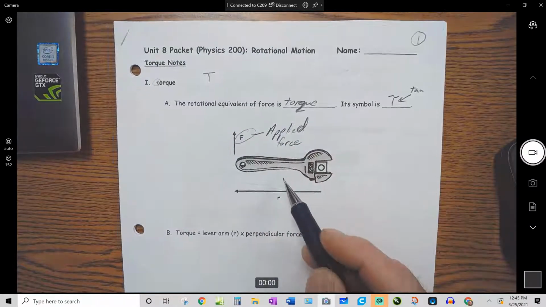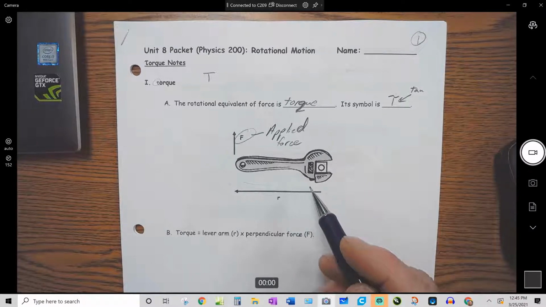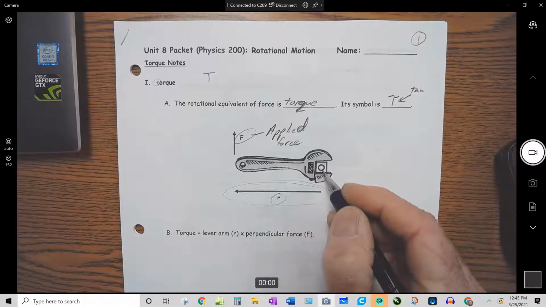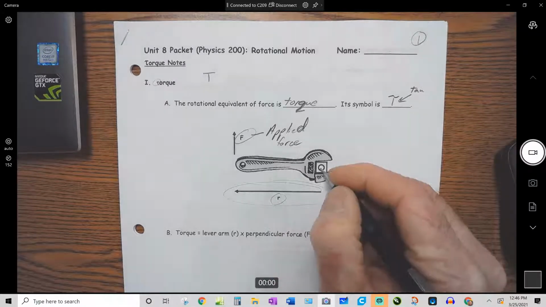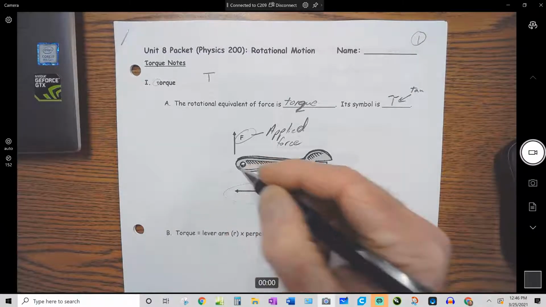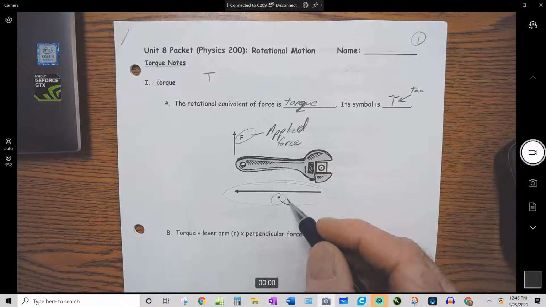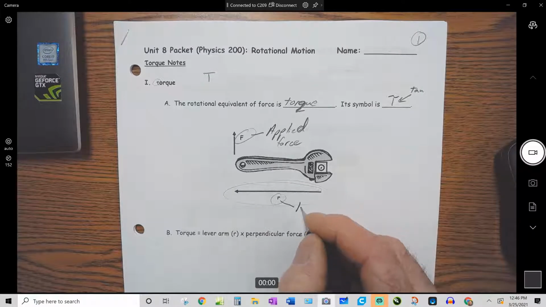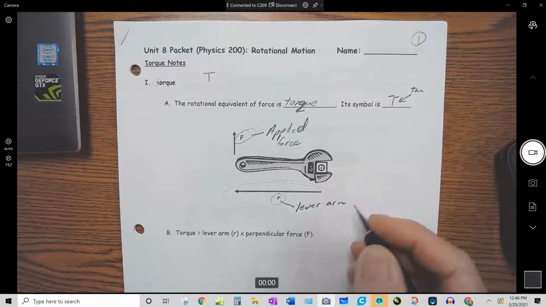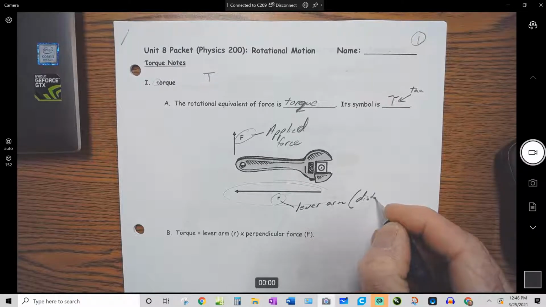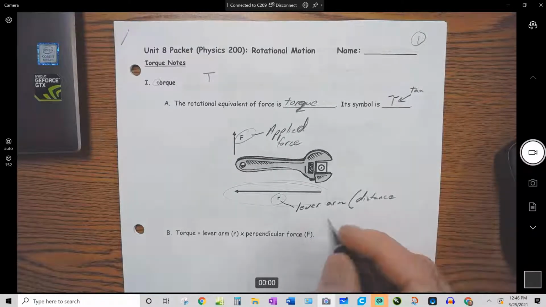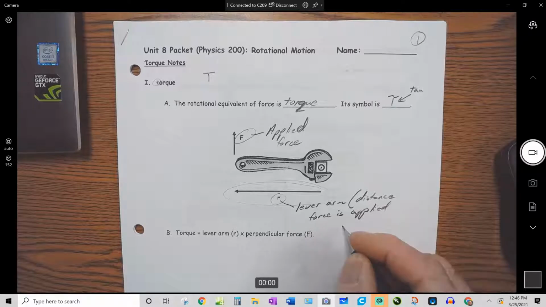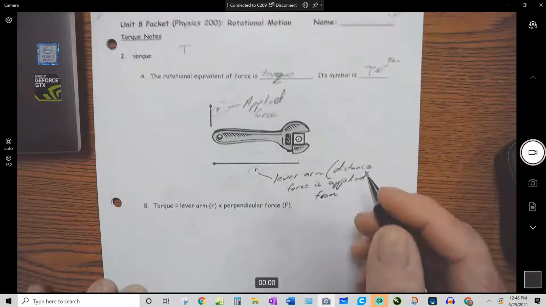It's important, if you want to know how much torque you're getting or adjust the amount of torque, that you adjust your lever arm properly. R is called R because you can think of it as the radius from the center of rotation to wherever the force is applied. If you have a longer lever arm, you're going to get more torque. If you have a shorter lever arm, you're going to get less torque. So this is the lever arm, and it's the distance from the rotational axis to where the force is applied.